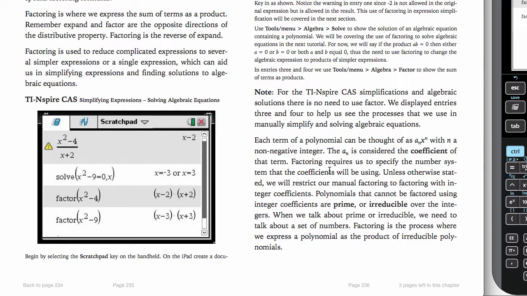The first thing we're going to look at is determining when we try to factor, whether the polynomials are prime or irreducible. When we take a look at some polynomials, they cannot be reduced, and they are considered prime or irreducible. Let's flip over to the next page.